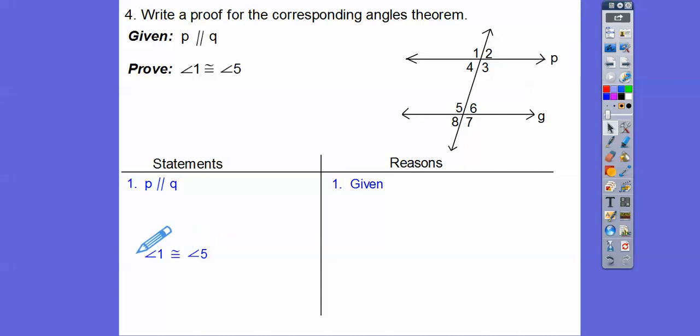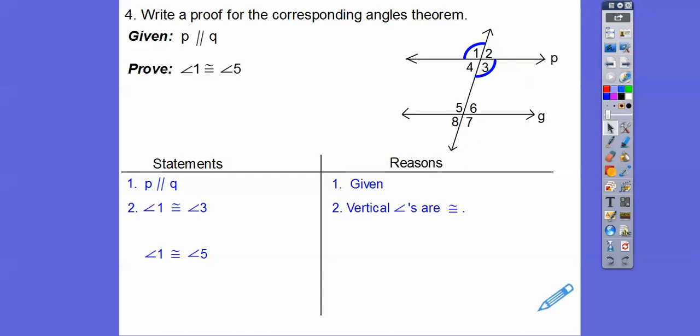I don't know how many steps that is, but what I am going to do is somehow get angle 1 tied with angle 5. Yes, they're corresponding angles, but that's what we're trying to prove. But I can do this. 1 and 3 are congruent because they're vertical angles. Let's go ahead and do that, okay?